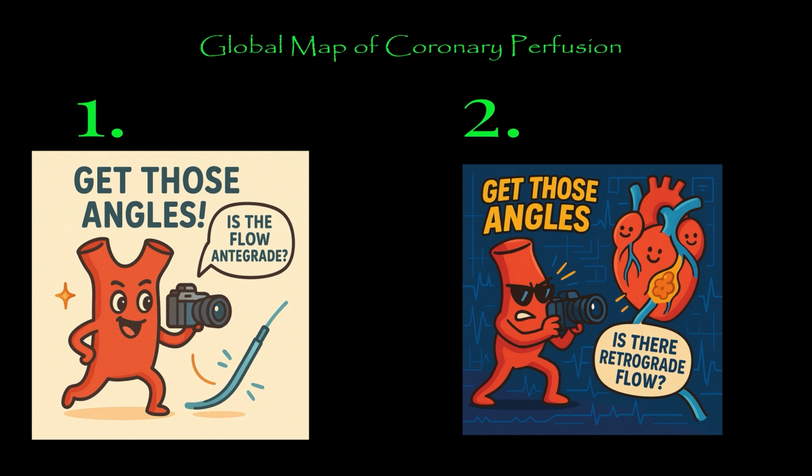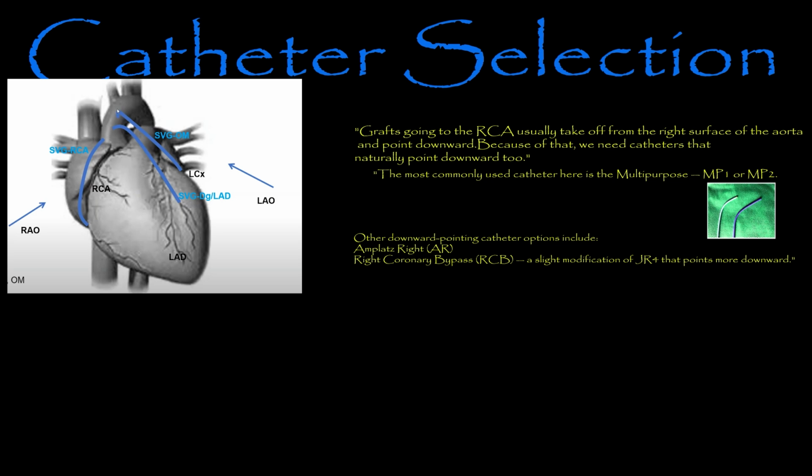Now that we know a little bit about the strategy that we'll take and how to map graft perfusion, the next important piece is catheter selection. If I were to ask you, what direction does an SVG to RCA graft point? If you said downward, you're right. Because of that, we need catheters that naturally point downward to cannulate the SVG to RCA graft. The most commonly used catheter here is the multipurpose, the MP1 or MP2. It's considered a workhorse catheter for both diagnostic and interventional SVG work to the RCA.